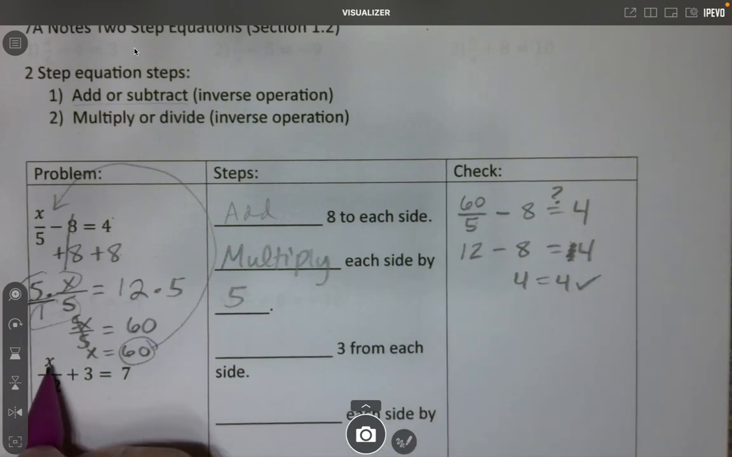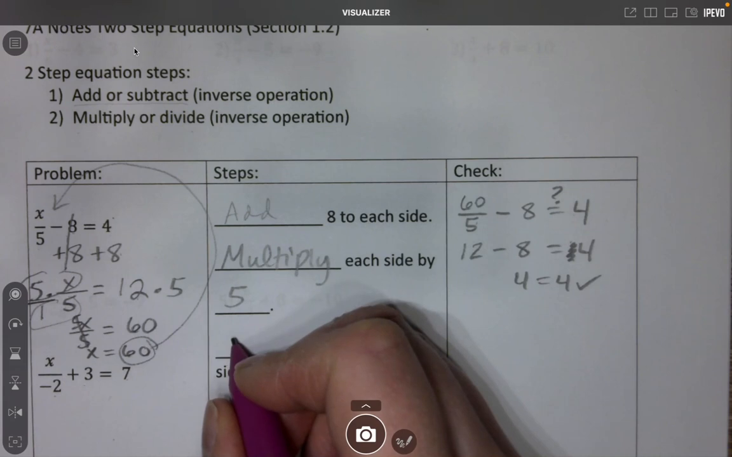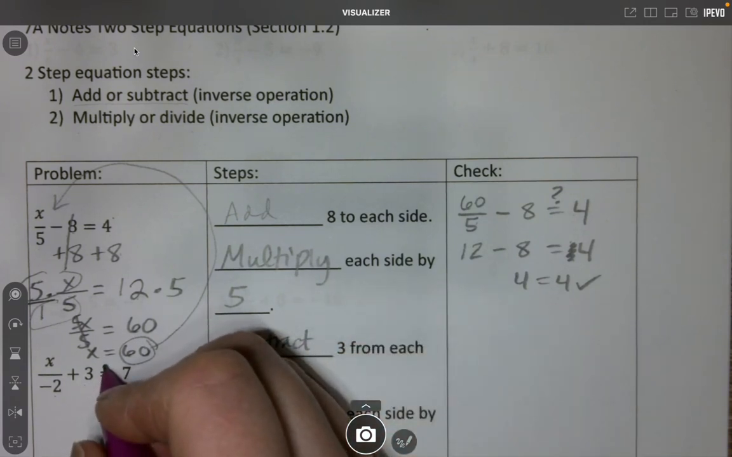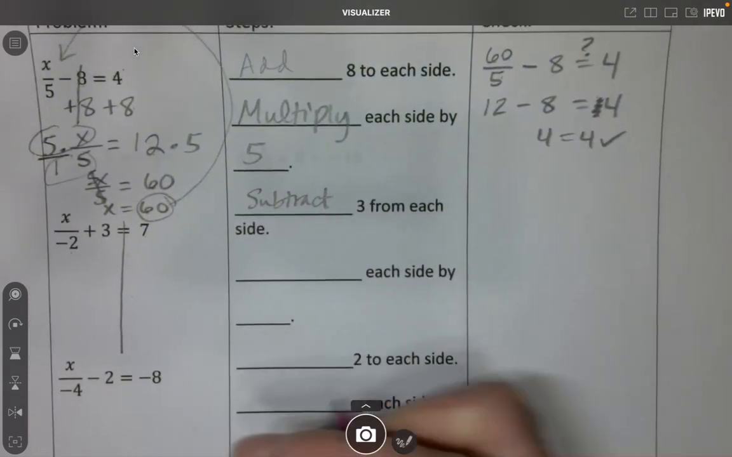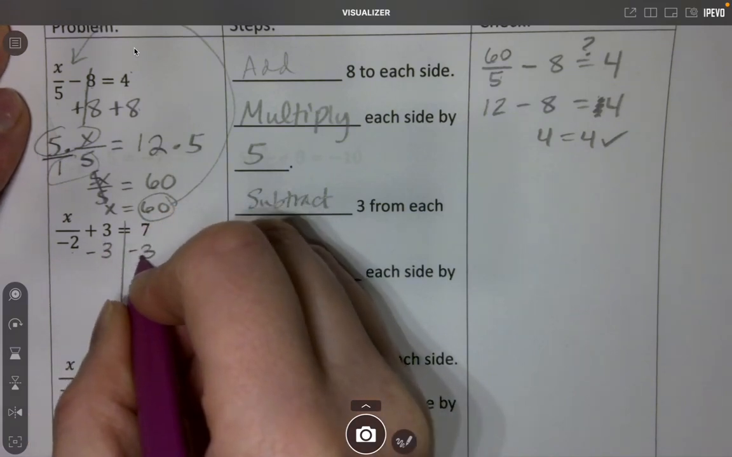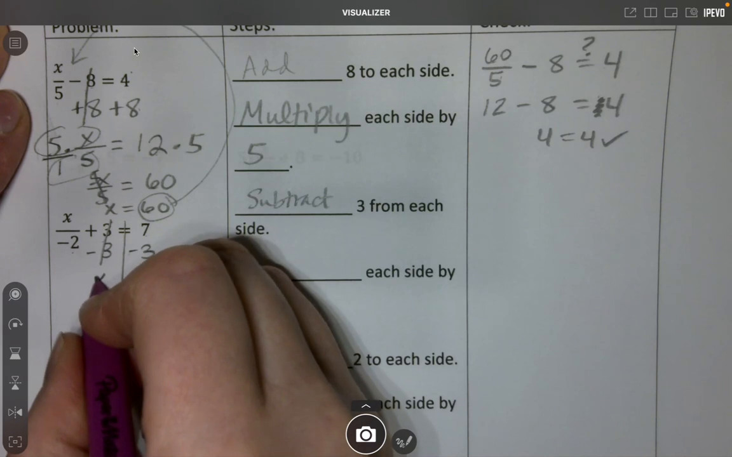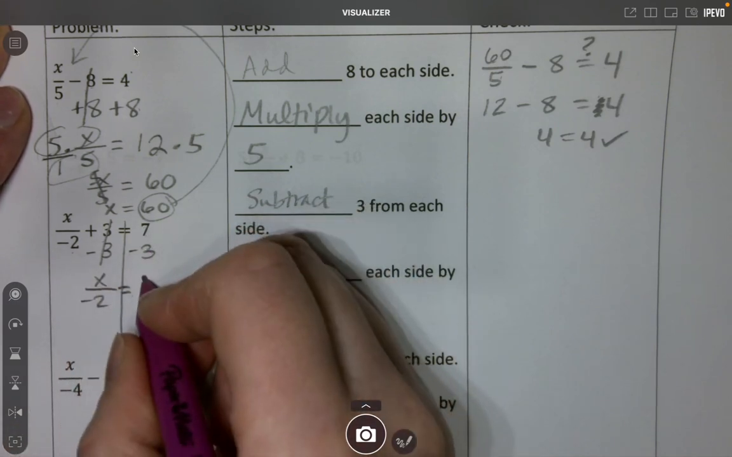On the next one, I have x divided by negative 2 plus 3 equals 7. So if I want to undo addition, I need to subtract 3 on each side. On each side of the equation, sometimes we draw that line down. You don't need to, but I think sometimes it's helpful. I would write a minus 3. Plus 3 minus 3 makes a 0. So now I have x divided by negative 2 equals 7 minus 3 is 4.